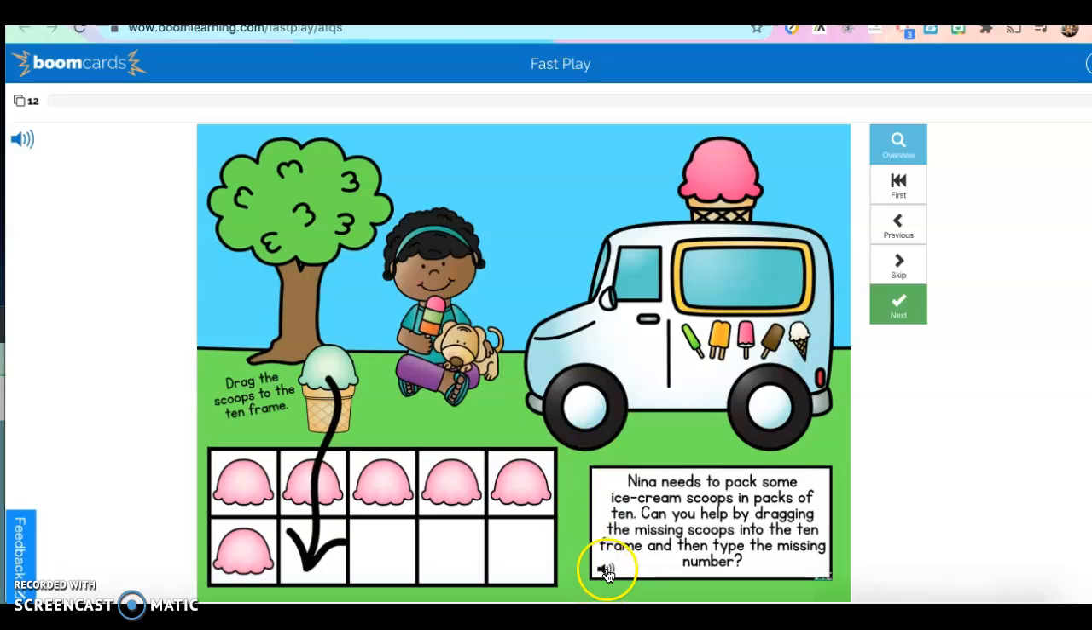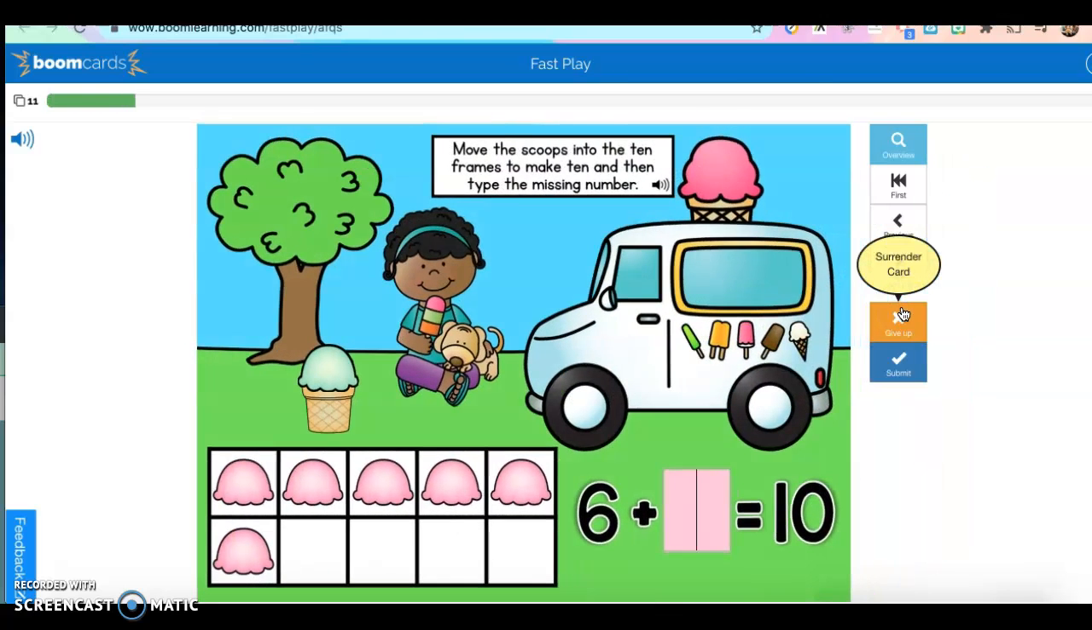Can you help by dragging the missing scoops into the 10 frame and then typing in the missing number? Okay, and if you don't remember, Nina needs to pack some ice cream scoops in packs of 10. Listen to it, okay? So let's look at it one together. It says move the scoops into the 10 frames to make 10 and then type the missing number. So here's our equation already.